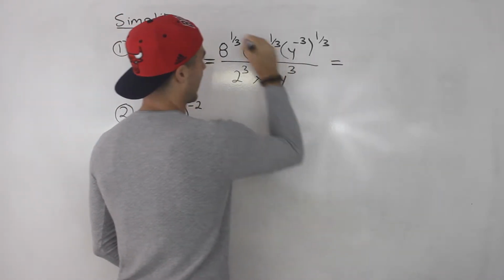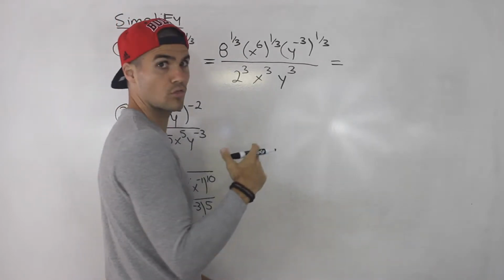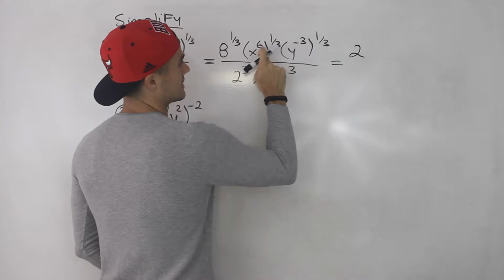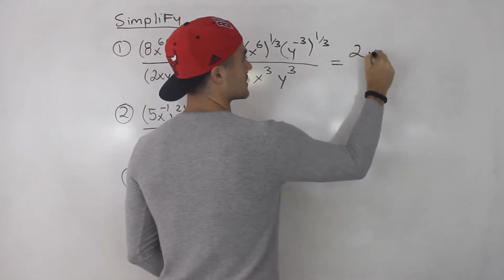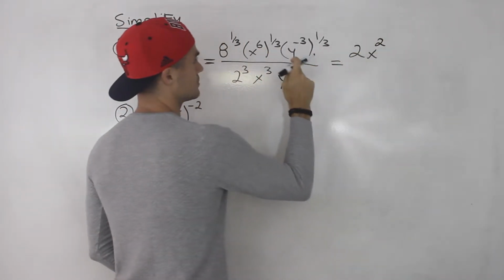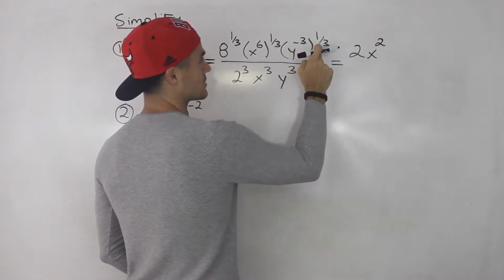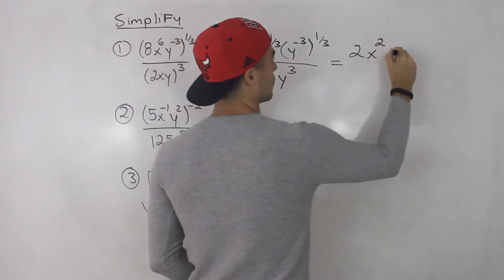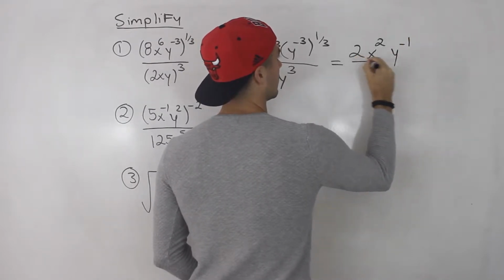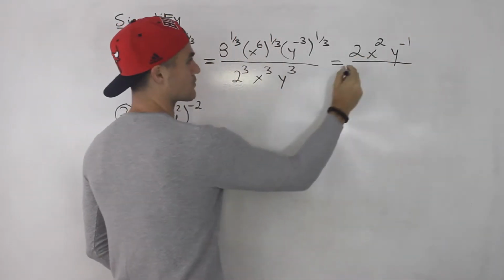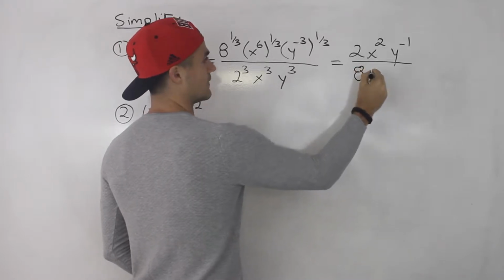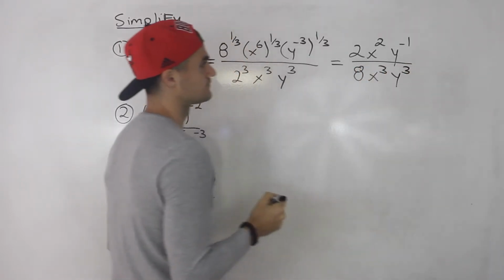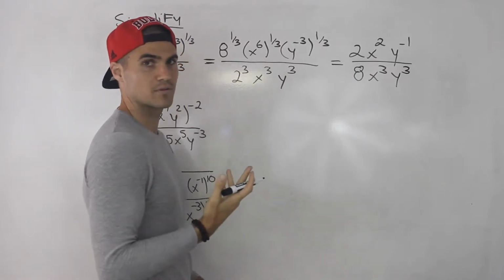So we know 8 to the power of 1 over 3, that's like the third root of 8, which is 2. 6 times 1 over 3 gives us x to the 2. Y to the negative 3 to the power of 1 over 3, multiply the exponents, negative 3 times 1 over 3 gives us negative 1. And this is all over 2 to the power of 3, which is 8. And then we have x to the 3, and then we have y to the 3. And then we can simplify it from here.